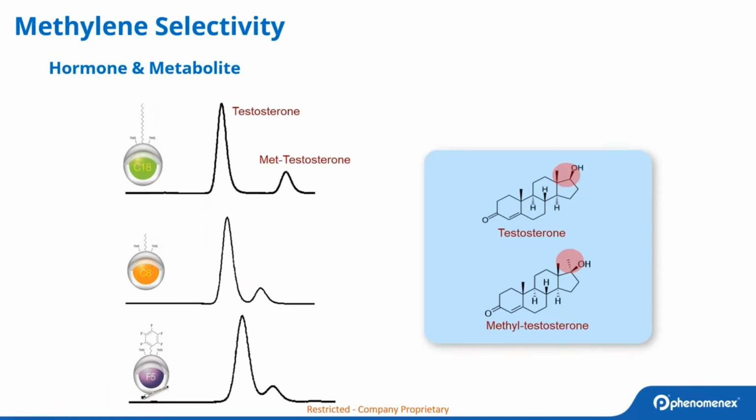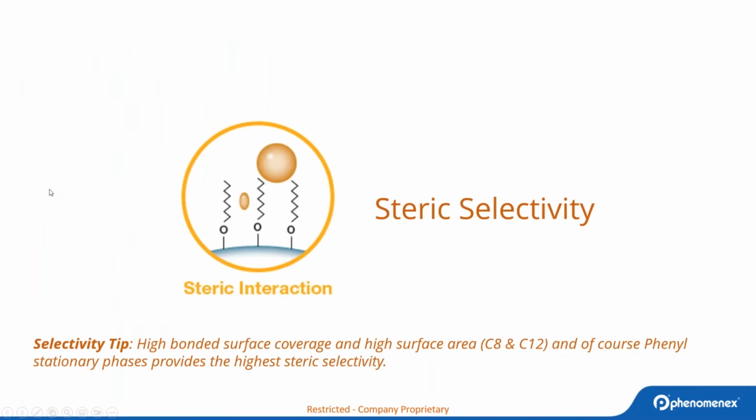An example of methylene selectivity: here we have testosterone and methyl testosterone. The difference between the two is a methyl group. There's no other difference but the addition of one methyl group. You can see with an F5, right, it does have some hydrophobicity that it provides, so there is a little bit of separation. We go to a C8 and there's a little bit more, but finally at a C18, it offers higher methylene selectivity because it has a longer alkyl chain and a higher carbon load than the other two, and that results in the best separation or resolution between the two analytes of interest.